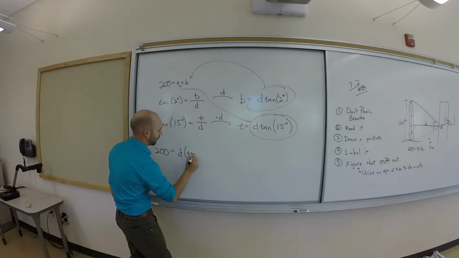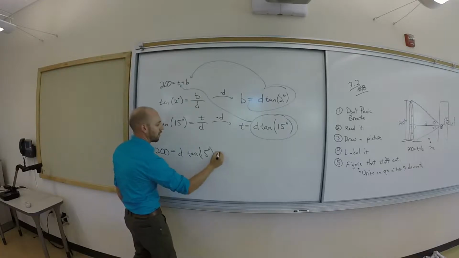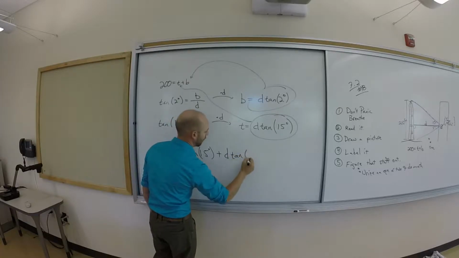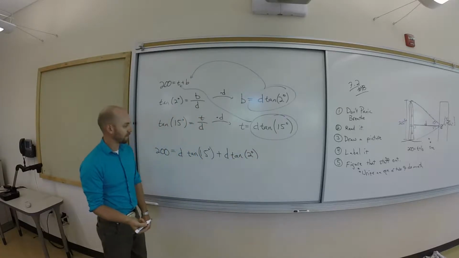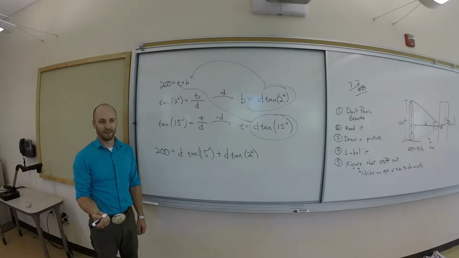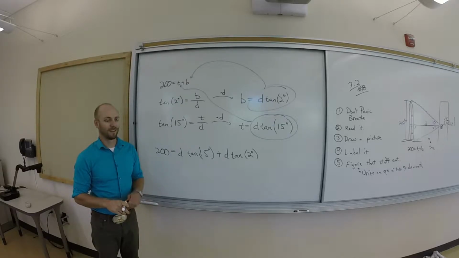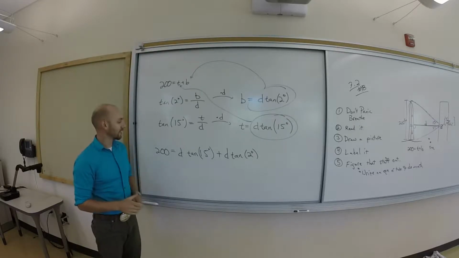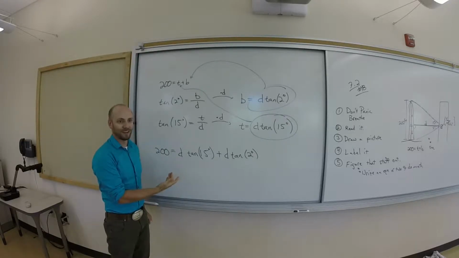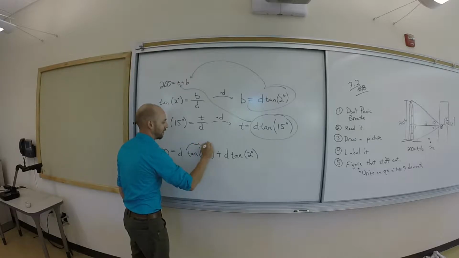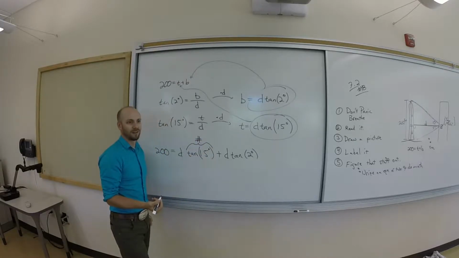Now 200 is what? D tangent of 15 degrees plus D tangent of 2 degrees. And this maybe looks worse than what I started with, right? Why does this look worse than what I started with? Yeah, it looks like there's way more lettery crap in here, right? But what's this thing categorically? It's a number. One number. Yeah, this thing's just a friggin' number.